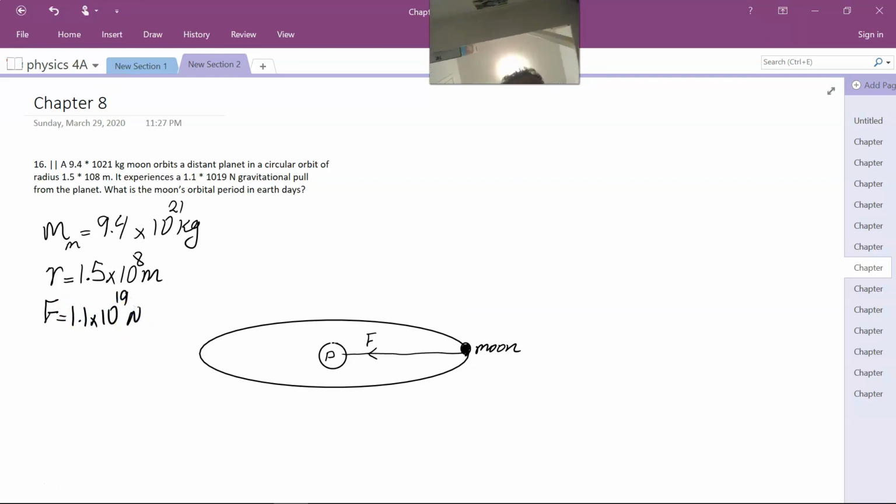Okay, now what is happening? It says what is the moon's orbital period in Earth days? The moon's orbital period, so it's T. This T is not tension, you know, it's the period.